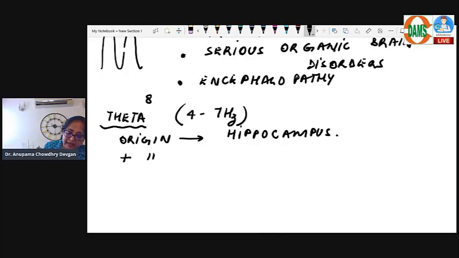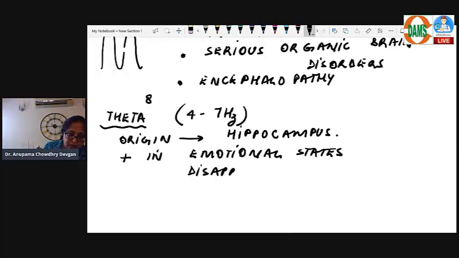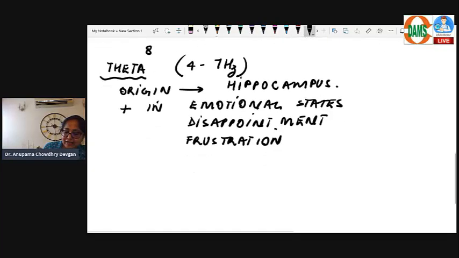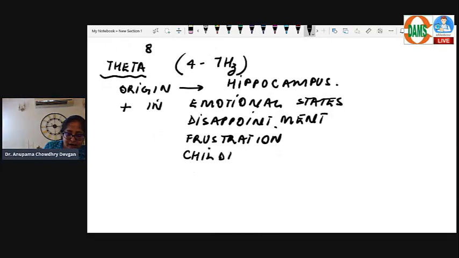Theta rhythm is recorded in emotional states. These are recorded in moments of disappointment, in moments of frustration, and in children when they are crying. This is when you get the theta rhythm: emotional states, disappointment, frustration, children when they are crying.